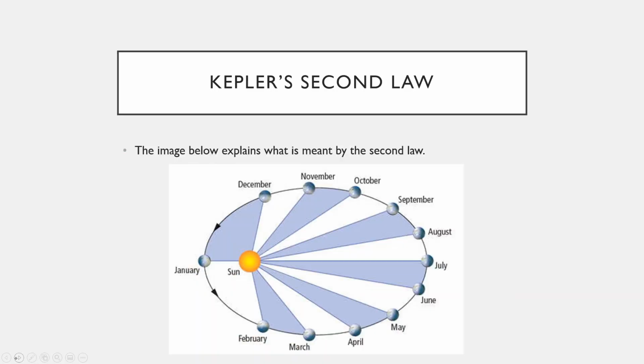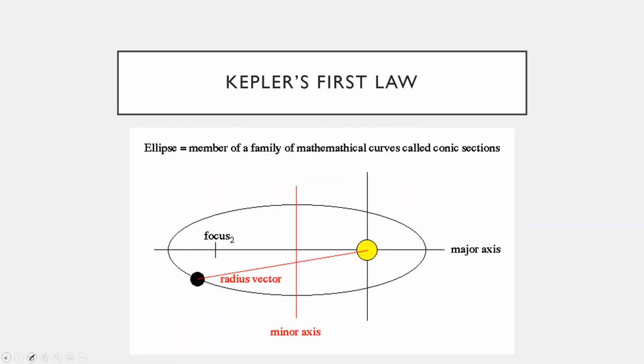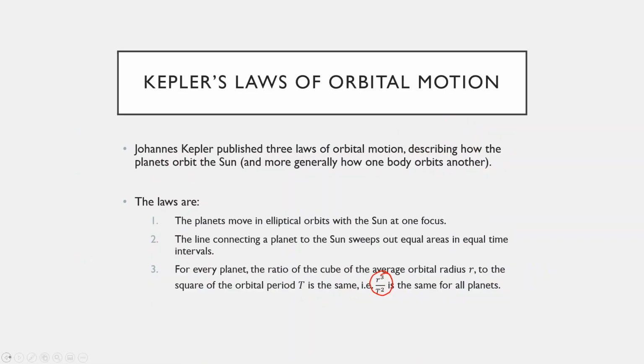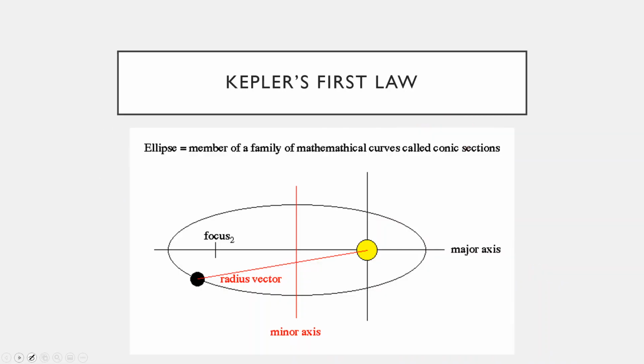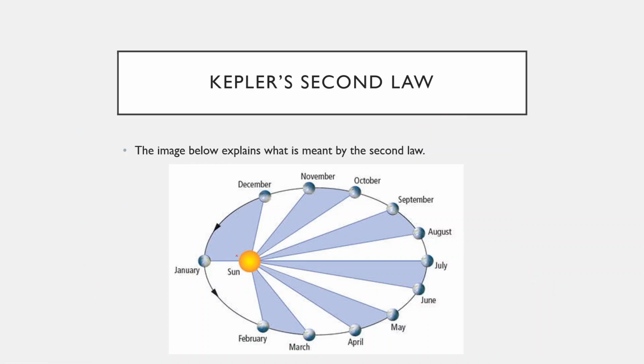Cool. All right, second law. So the second law was, let's go back a little bit, read it. A line connecting a planet to the sun sweeps out equal areas in equal time intervals. So in this picture here, there's the sun. Here's the Earth going around in a very exaggerated orbit. The planets are actually very, very close to circular orbits. They look nothing like this. This is a very exaggerated picture.